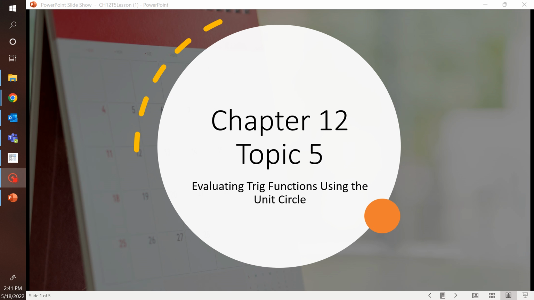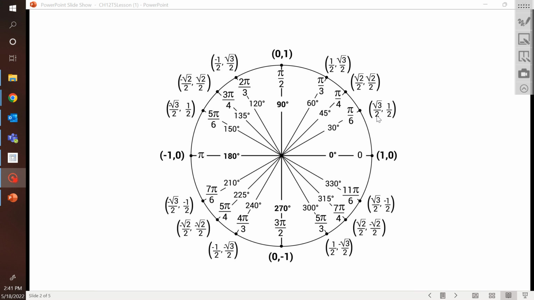Okay, today we're going to look at how to evaluate trig functions using the unit circle. Chapter 12, topic 5. So recall here is our unit circle, and I am going to need this unit circle to do all of these problems. So I'm going to go ahead and make a copy of it in just a second.